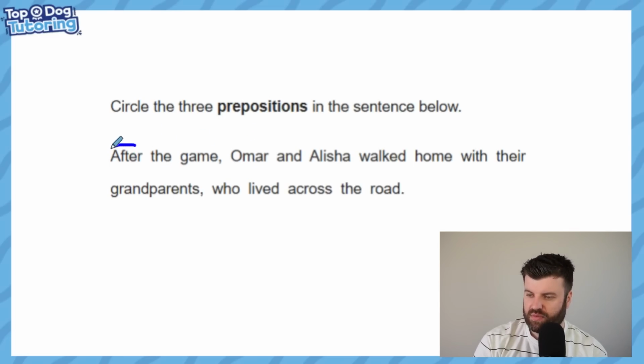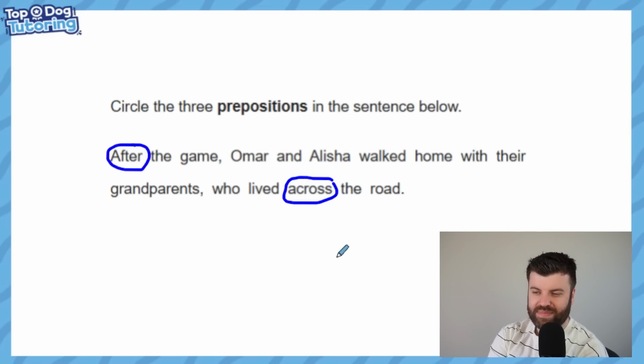After the game, boom, after. It's a position in time. After the game, Omar and Alicia walked home with their grandparents who lived across the road. Nice. Cool. So I've got all of my prepositions. That's done. No. What does it say in the sentence? Circle 3 prepositions. So we need to go through it again.